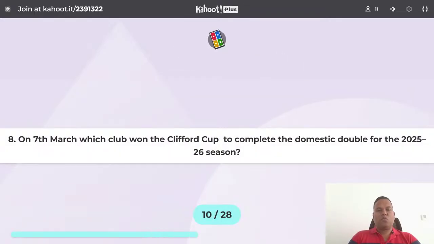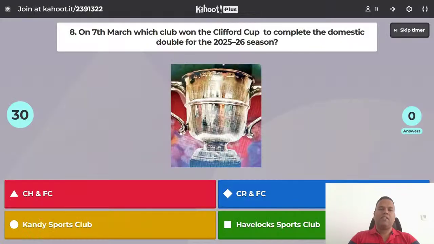On 7th March, which club won the Clifford Cup to complete the domestic double for the 2025-26 rugby season? Was it the CHNFC, CRNFC, Candy Sports Club, or was it the Havelock Sports Club?